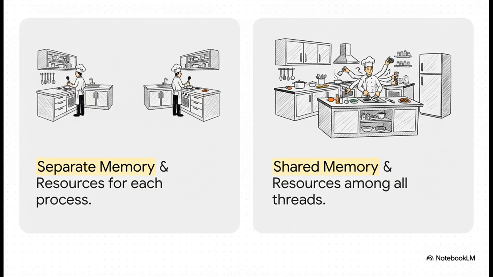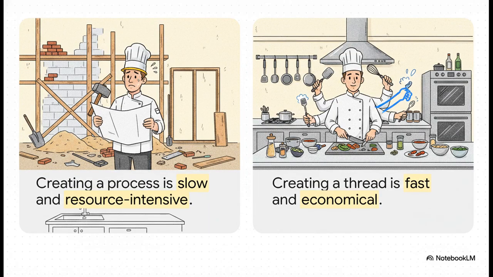With multithreading, all the threads, all the tasks are happening in the same kitchen, sharing everything. If you remember one thing from this whole explainer, make it this. Now that difference in memory has a direct impact on cost and speed.